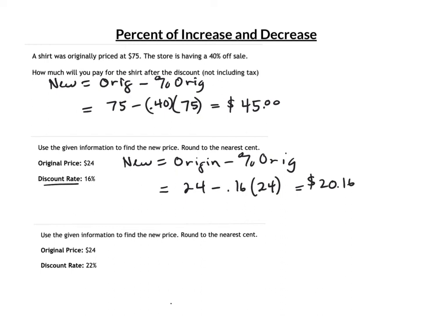Use the information to find the new price. So I'm going to take my original 24, and this time I'm going to subtract 22% of $24. It's exactly like the last one, just different numbers. A different percent is actually the only difference. So that ends up being $18.72.